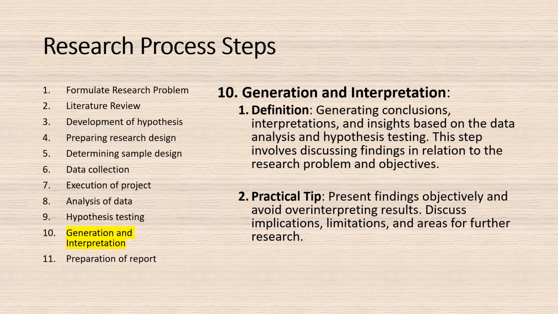Research process steps: 10. Generation and interpretation. Definition: generating conclusions, interpretations, and insights based on the data analysis and hypothesis testing. This step involves discussing findings in relation to the research problem and objectives. Practical tip: present findings objectively and avoid over-interpreting results. Discuss implications, limitations, and areas for further research.